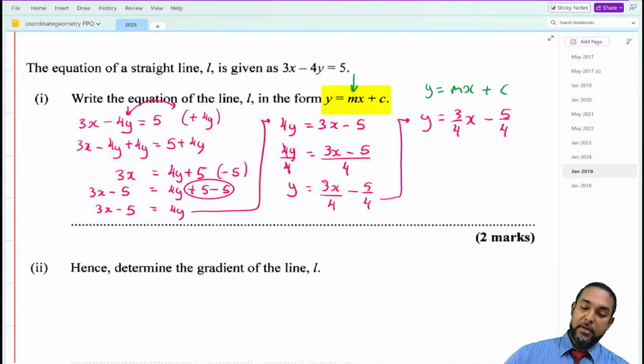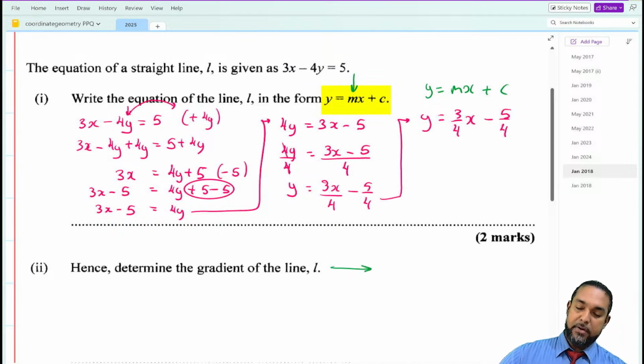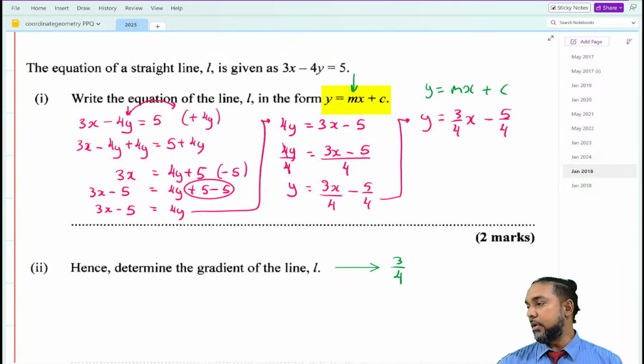So the gradient of the line L is simply, sorry, one second, let me see if I can put a better shaped arrow than that. Oh, okay, yeah, like that, see? 3/4.